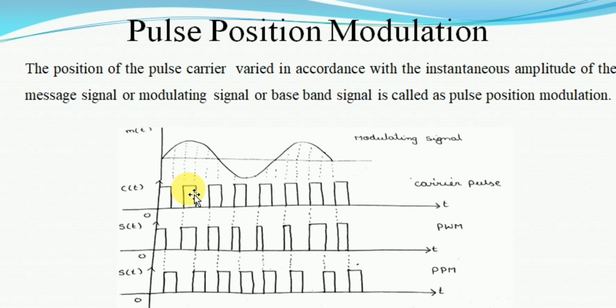This we saw in the previous video, how we generated the PWM signal. So from this we have to generate the PWM signal. Thereafter we have to generate the PPM signal from the PWM signal. So this is the procedure we are going to follow in order to generate the pulse position modulation signal. Now, first of all, we have to generate the PWM signal.